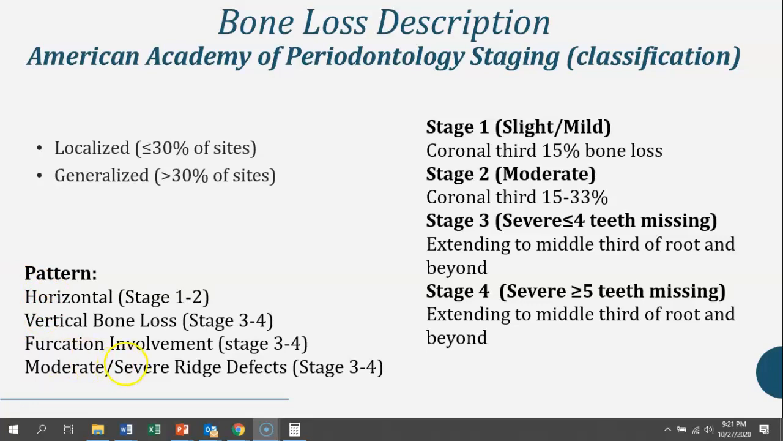And then there's vertical bone loss, which is maybe one side loses bone a lot faster than the other, or you get these bony defects that do a big vertical dip down into, say, a furcation or something like that. That's usually when we're looking at a more advanced stage, stage three or four. Furcation involvement automatically knocks you up to stage three or four. And then moderate or severe ridge defect. If there's some major defect happening with the bony ridge altogether, then that automatically brings it to a stage three or four.